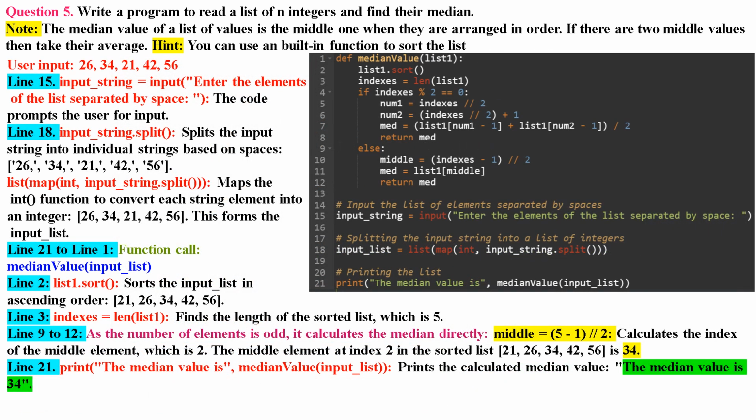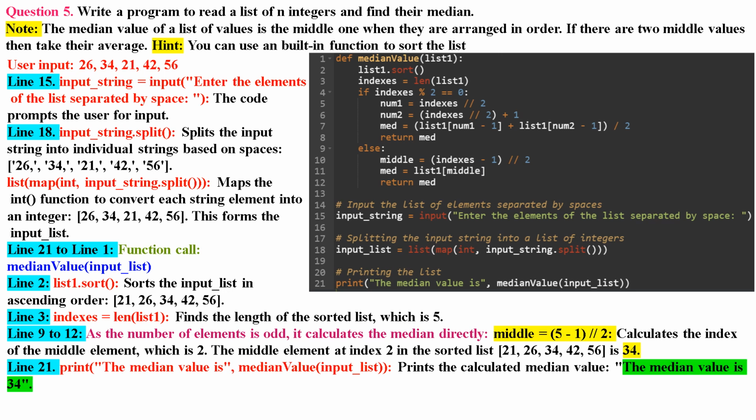Let's see the visualization of the question 5 code. User input 26, 34, 21, 42, 56. Line 15. input_string equals input of, enter the elements of the list separated by space. The code prompts the user for input.